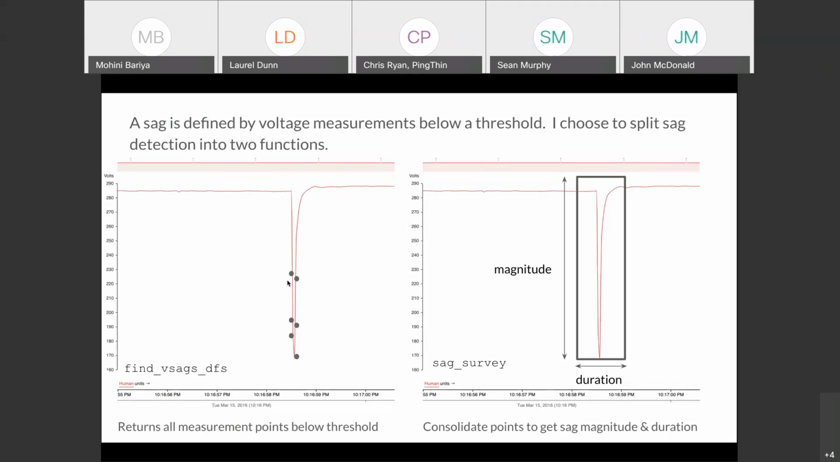Now, after finding these raw points, I'm going to have a second part of the algorithm, which is going to aggregate these raw sag points into individual independent sags. And once I've aggregated these points, I can then determine the duration of the sag and its magnitude.